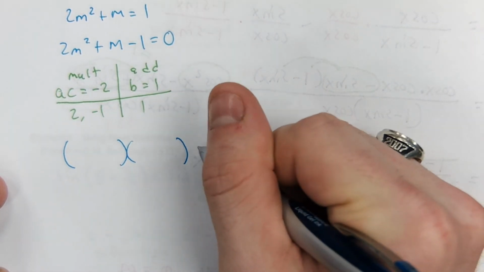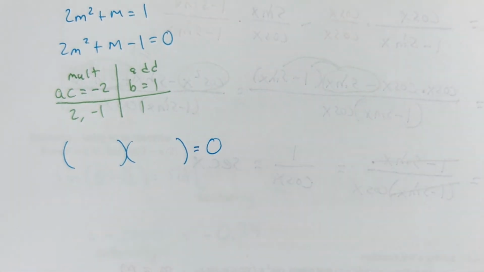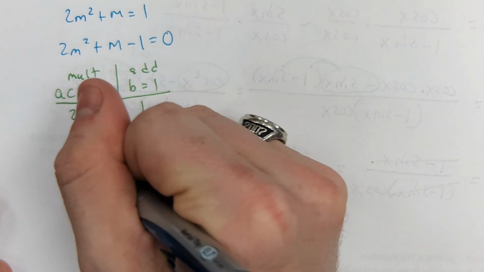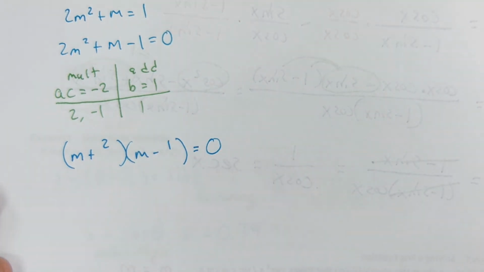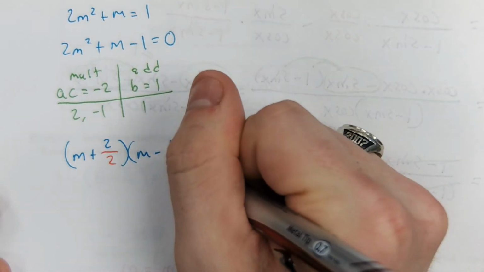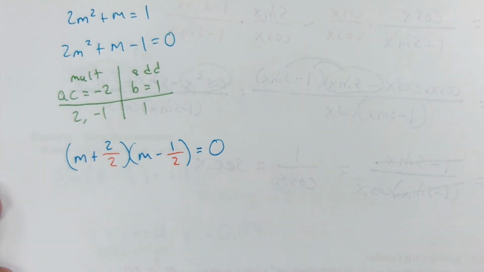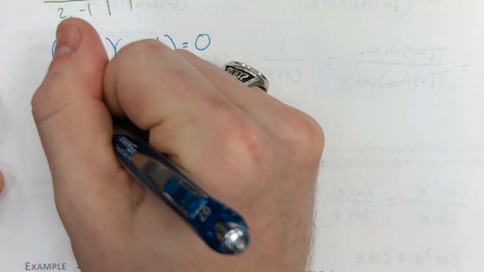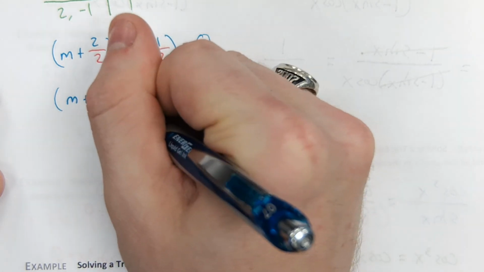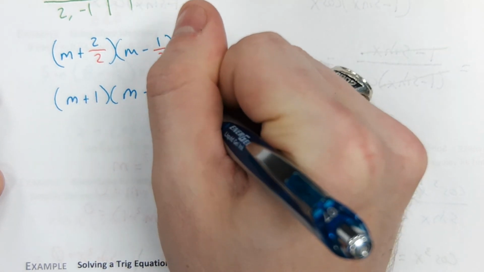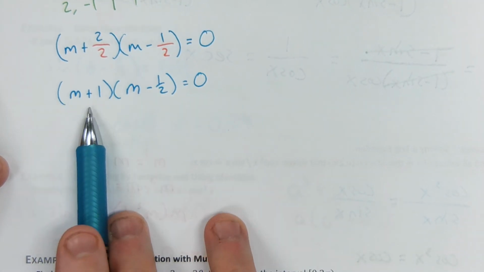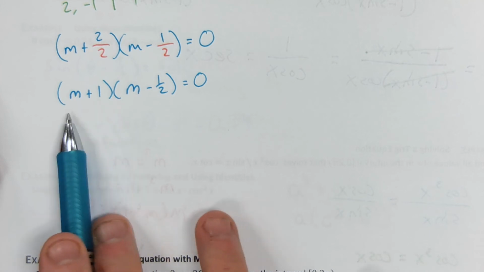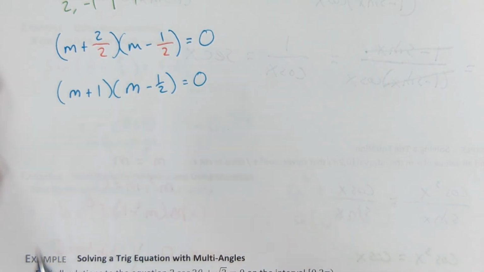The only quote-unquote difficult part of the Lizzie method is remembering to divide by a. Your a value is 2. M plus 2 over 2, m minus 1 over 2. We can see the solutions for m. What does m equal here? -1. And what does m equal here? 1/2.